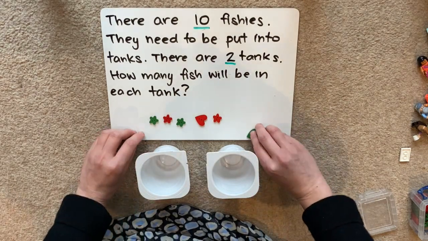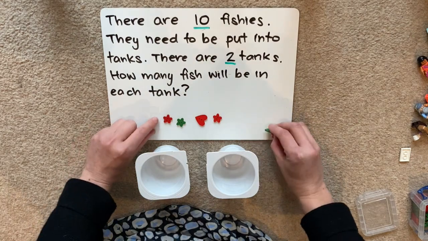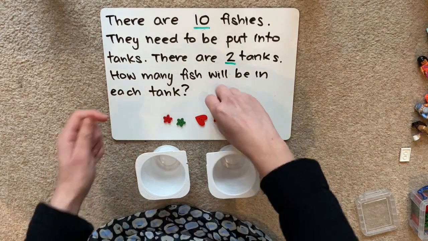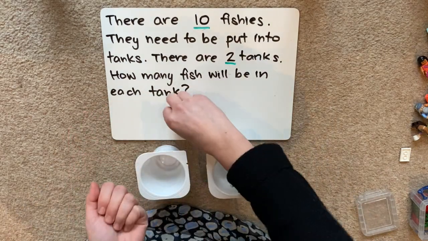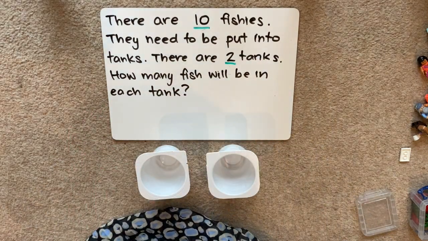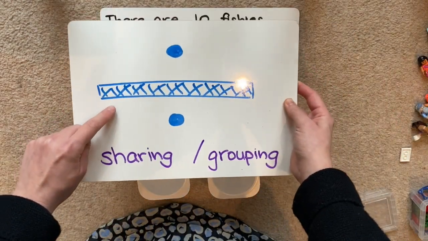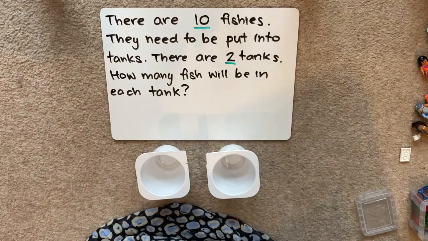Am I going to put all of my fish into 1 tank? No, we have to share them equally out. Because with division, let me show you the symbol again. With division, things need to be shared equally into groups.